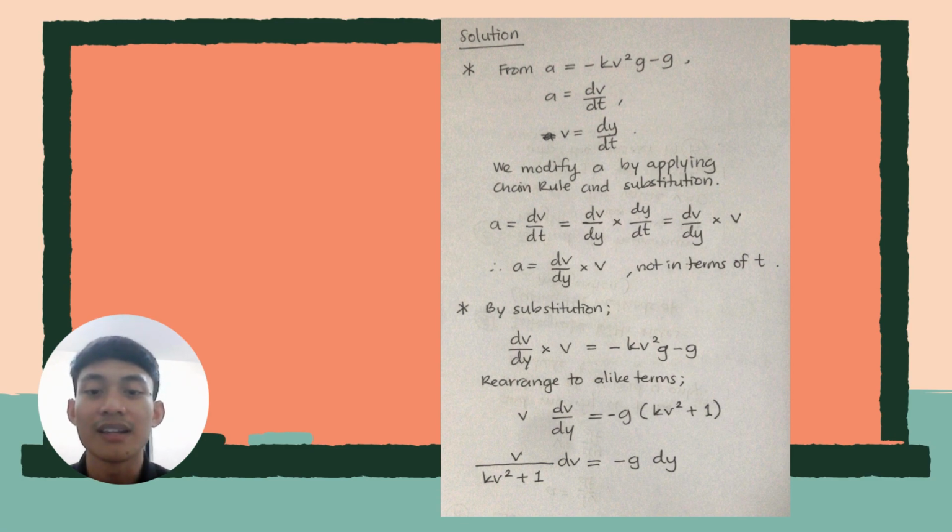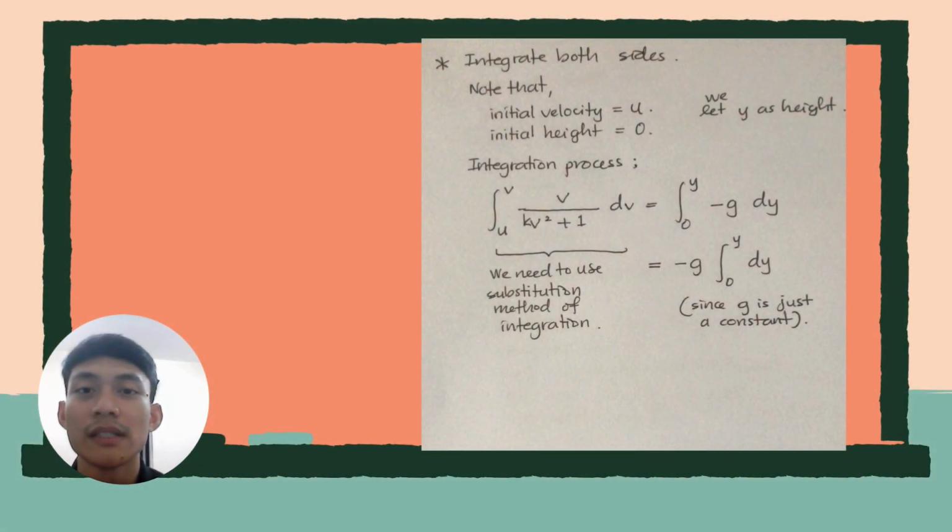So then we rearrange the equation into like terms. As we can see here, we let the v terms at the left and also the y terms at the right hand side. By simple algebraic knowledge here, we can get the new arrangement. So what are we going to do next? The next step is that we need to integrate both sides of the equation.